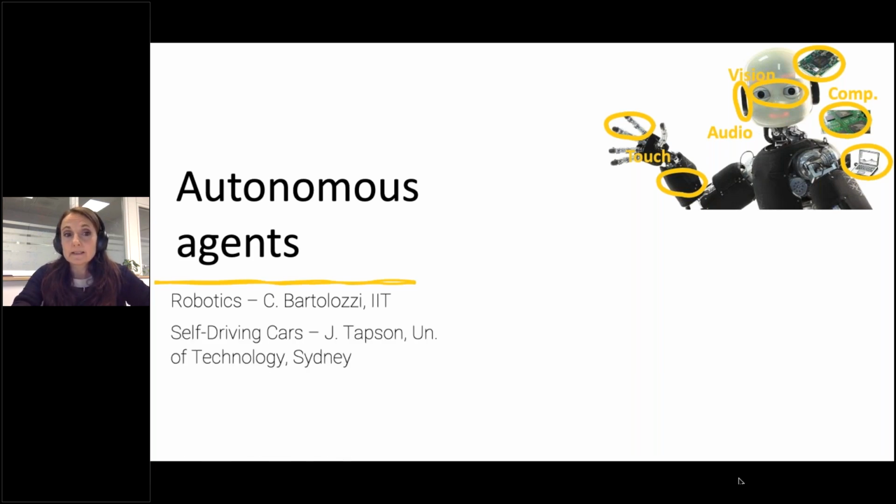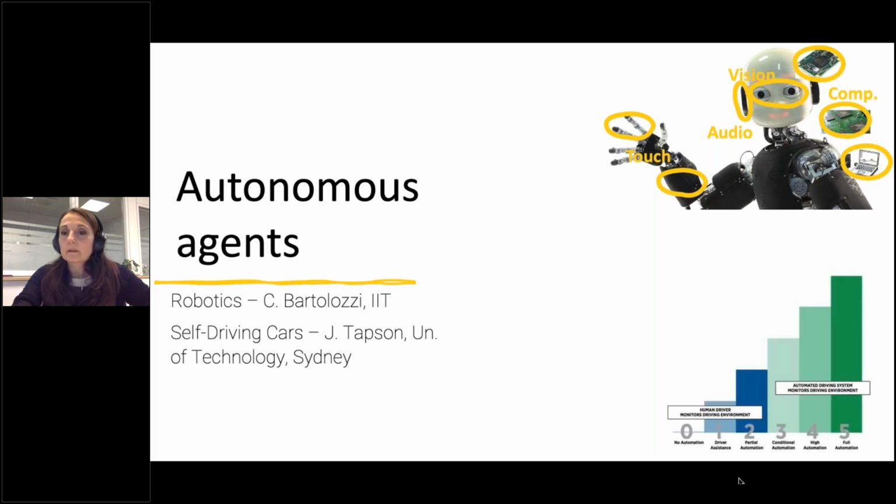Another example of using vision sensors in this case is the development of self-driving cars. So here is a diagram on the expectations of what autonomous cars could do, from no automation, so only the human driving and the human monitoring the environment and taking decisions, up to having full automation.